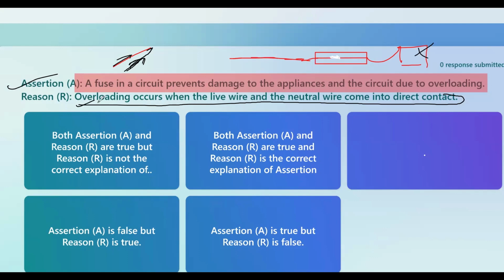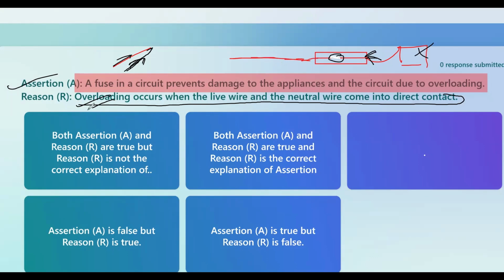Well, both are correct, but it's not the correct explanation, because why a fuse wire melts has a different reason. A fuse wire melts because of several reasons. It could be connecting many appliances to a single socket, or using a fuse of a lower rating to carry a current of higher rating.